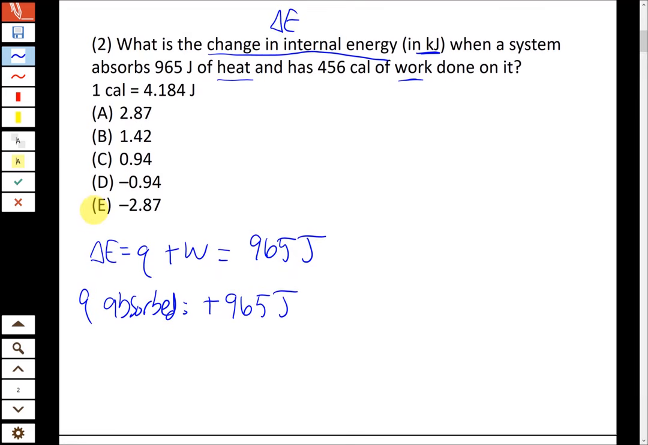And then for work, we see that the work is done on the system. So when work is done on the system, that means it's going to be positive. So remember, these are always with respect to the system that we're studying, and we don't really specify what the system is in this case, but work is done on it, whatever it is, and that means the positive value for work. Now work is given to us, though, in calories.